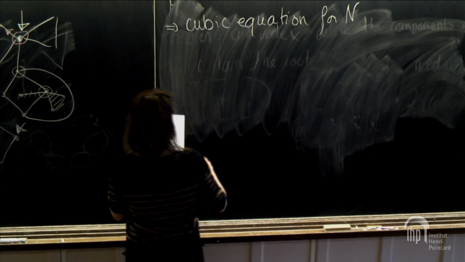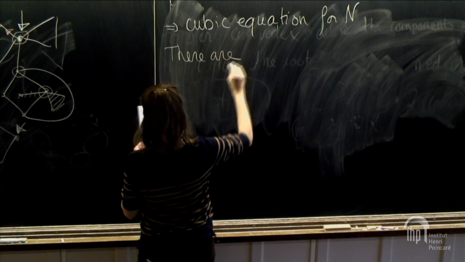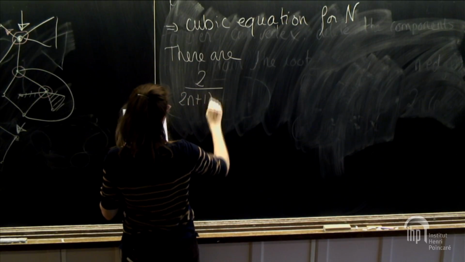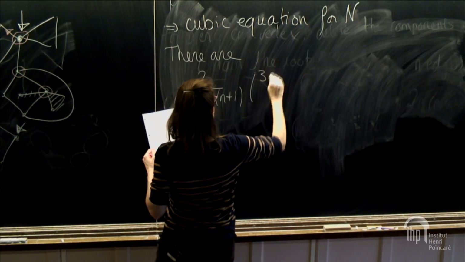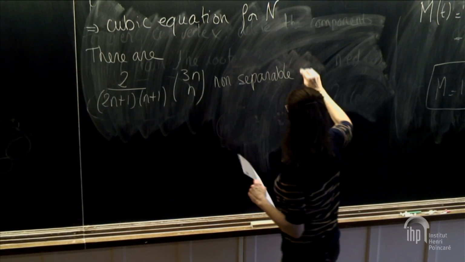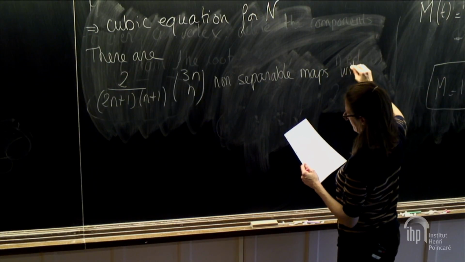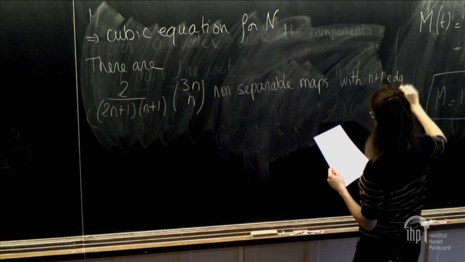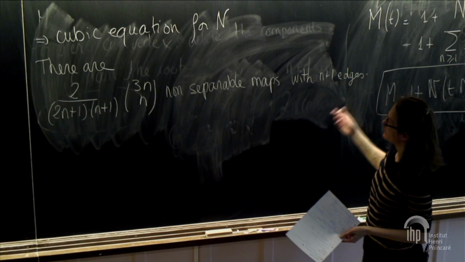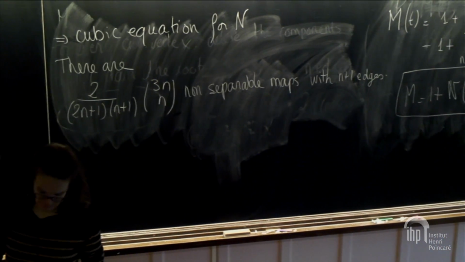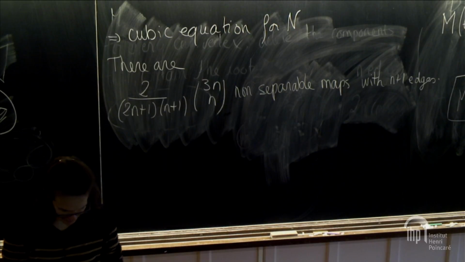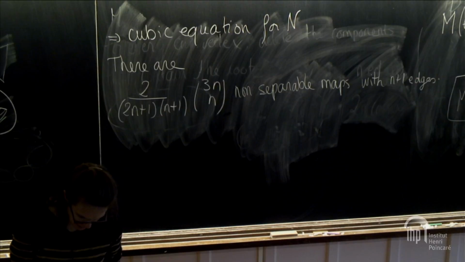So you find that there are 2(3n)! / ((n+1)!(2n+1)!) non-separable maps with n+1 edges. So another very nice formula with a strong smell of trees, here ternary trees, and that was explained combinatorially years later, in fact. So that was our first substitution equation.